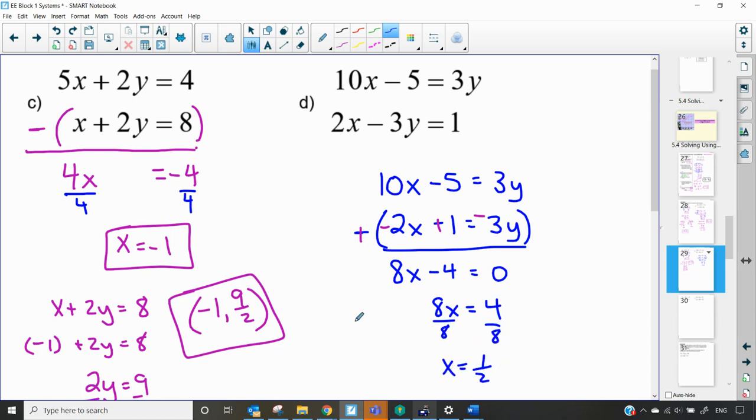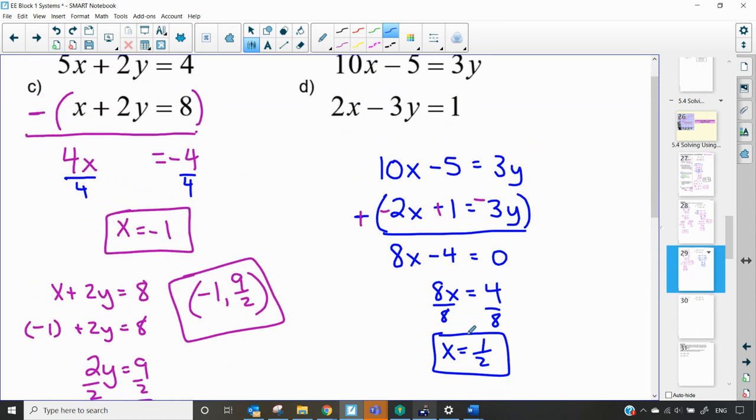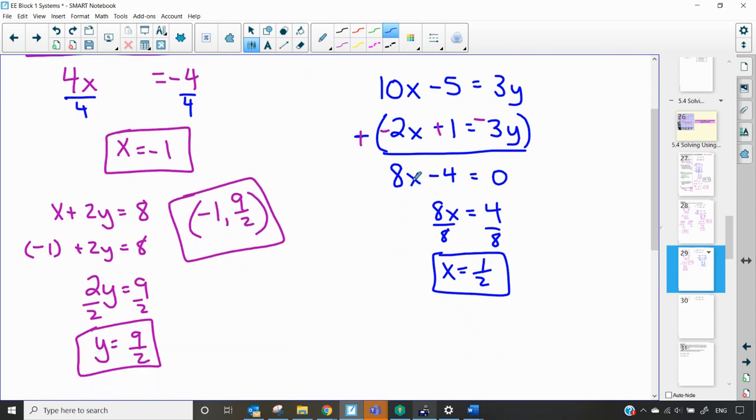Now, if you had tried using standard form, you would still get the same answer. In fact, when I was doing my notes earlier, that's exactly what I did. I used standard form, and I'm still getting the same answer. Now, once I have that one, I'm going to sub into my original. I just happen to know that 2 and 1/2 is going to cancel out to give me 1, so I'm going to choose to use the second equation. But again, you could use either and still get the same answer.